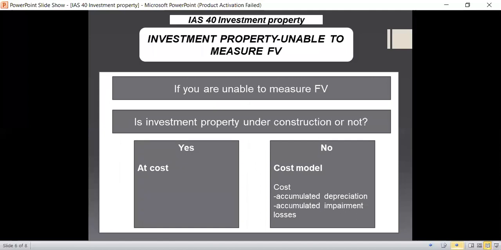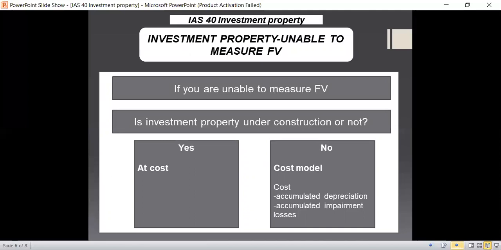Now, in some cases, it happens that we are unable to measure the fair value of the investment property, and please keep in mind that this is very rare. IAS 40 assumes that in most cases, we should be able to measure the fair value of the investment property reliably. But in the rare cases when we are not able to measure the fair value, what shall we do?